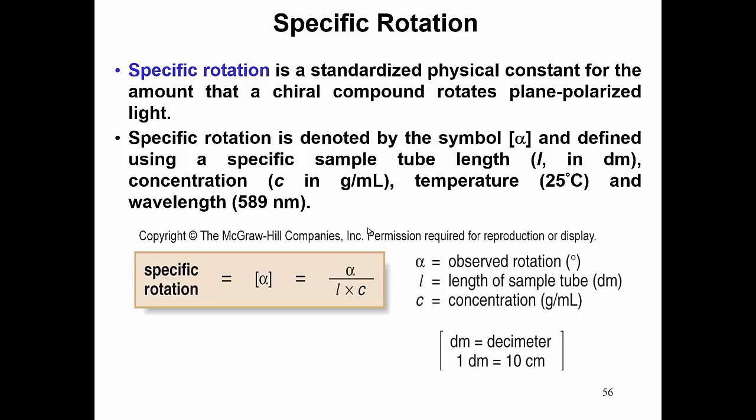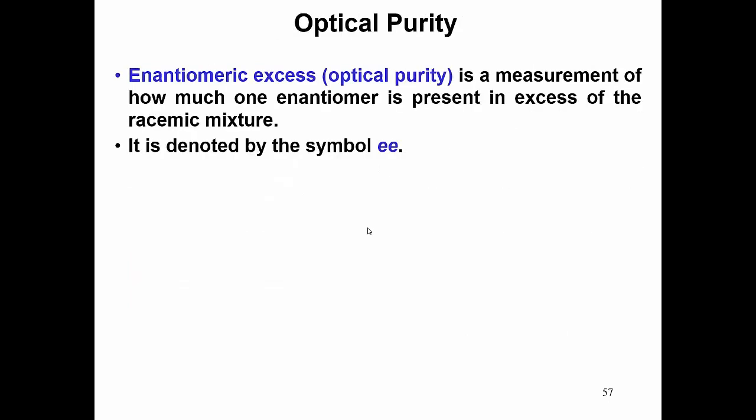And these are temperature dependent. We do these at room temperature, and we do these at a certain wavelength of 589 nanometers. So those are constants. All right, and that's how we can compare the degree of rotation. And this is often reported as a physical property of enantiomers.